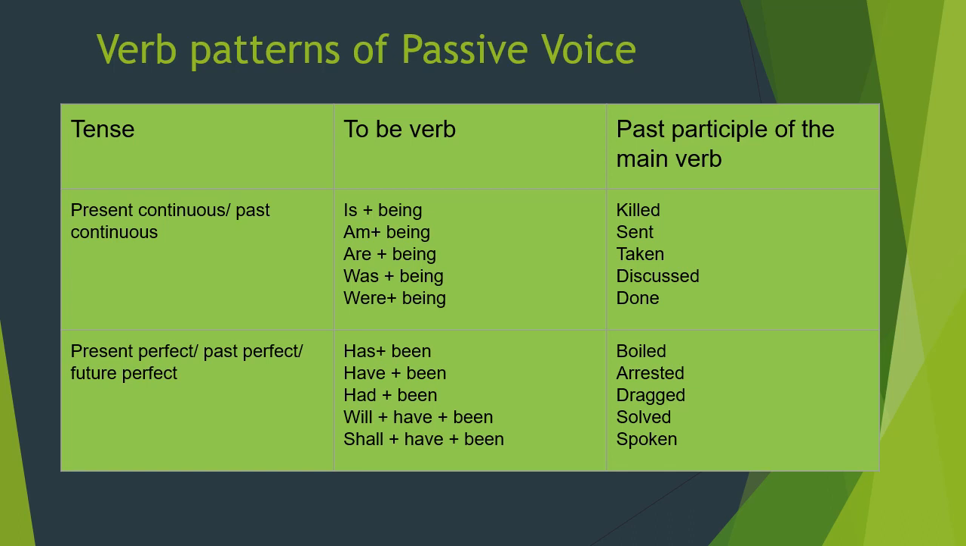Now if the tense is a perfect tense, there are three types of perfect: present perfect, past perfect and future perfect. If it is present perfect, the structure of passive voice is has plus been plus past participle, or have plus been plus past participle according to singular and plural respectively. If the tense is past perfect, then had plus been plus past participle. Singular and plural both have the same form in past perfect, that is had. If it is future perfect, will plus have plus been plus past participle, or shall plus have plus been plus past participle.